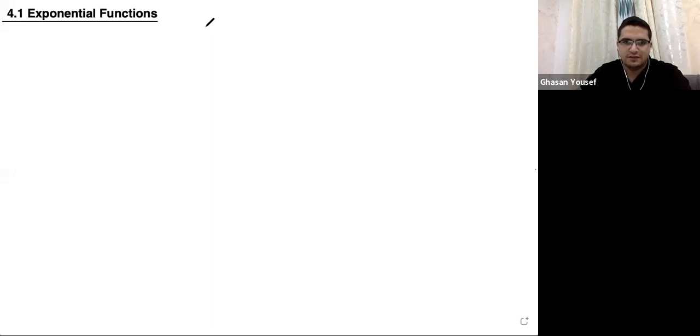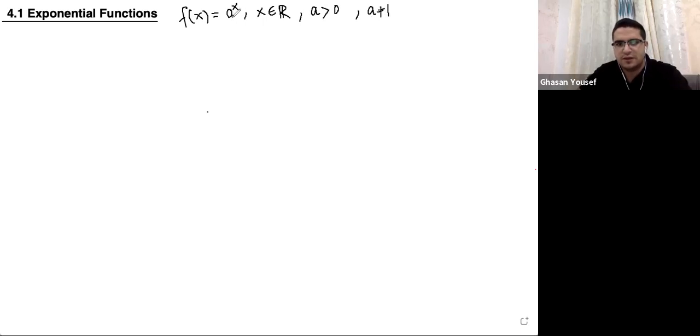Again, f of x equal a to the power x, such that x belongs to the real numbers, and at the same time a is greater than 0 and a not equal 1. Why is a not equal 1? Because if a is 1, the function will be f of x equal 1 to the power x, and this is equal to 1. So f of x equal 1 is a constant function, not an exponential function. Okay, so this is the exponential function.